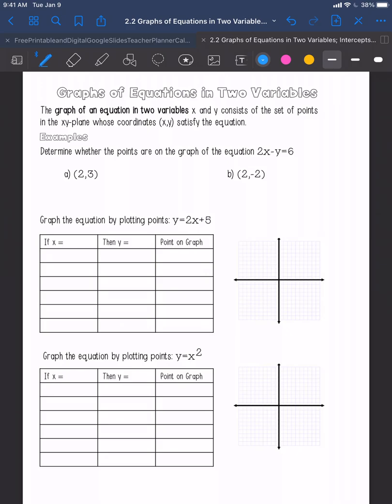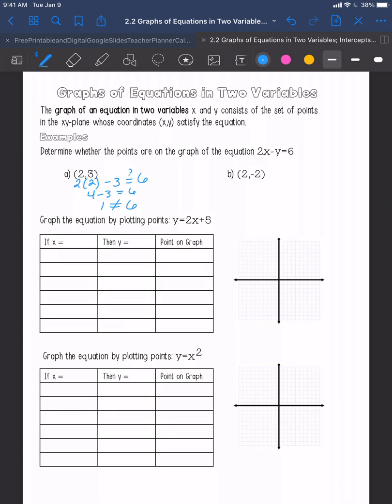So this example will determine whether the points are on the graph of the equation 2x minus y equals 6. We're just going to take those ordered pairs and plug them into that. So 2 times 2 minus 3, does that equal 6? That's 4 minus 3. 1 does not equal 6. So the point (2, 3) does not lie on the graph of that equation.